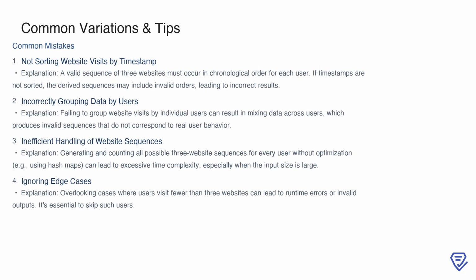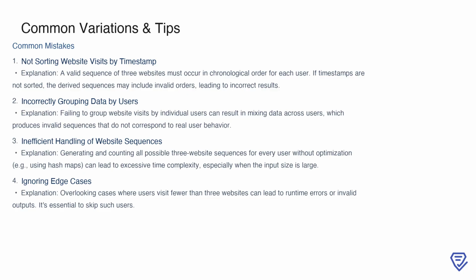When working on this problem, there are several common mistakes to watch out for. First, failing to sort website visits by timestamp can disrupt the chronological order of sequences, which is crucial. A valid sequence must reflect the actual order in which a user visited the websites, so skipping this step will result in incorrect outputs. Next, improperly grouping data by users can lead to mixing visits from different users. This creates sequences that don't represent real user behavior, making your results invalid.